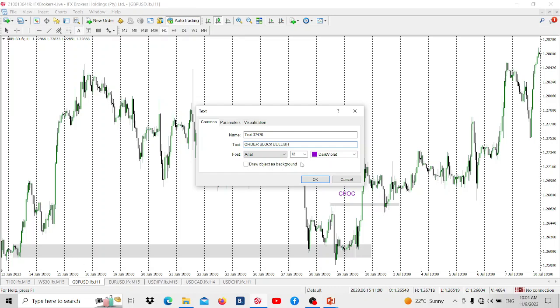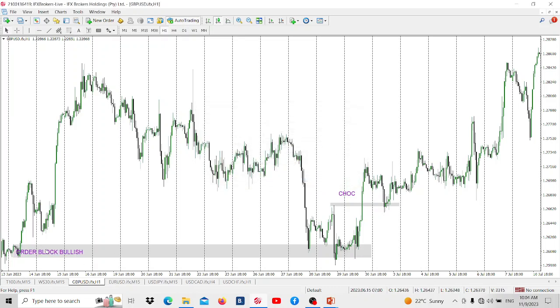This is our bullish order block. It is our bullish order block, right? Then from there, we had a change of character, right? And the market left the clue for us.